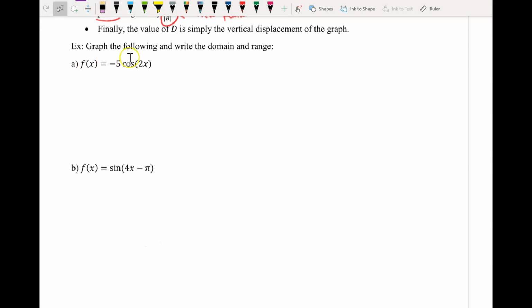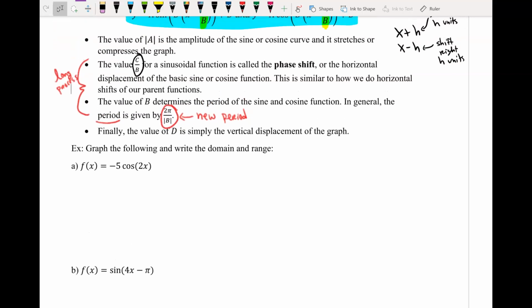All right, so let's go ahead and start graphing, and we want to find the domain and the range afterwards too. So we're going to start off with f of x equals negative 5 cosine of 2x. So already you can see that there's a 2 in front of the x. So let's take a look over here. We do have something with an amplitude, right? So you can see that there's a 5 in the front, so everything's going to be stretched by 5 units and then flipped for sure.